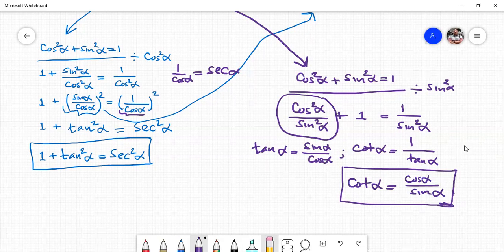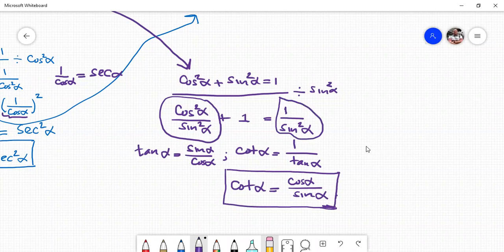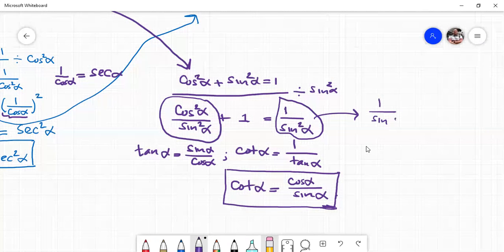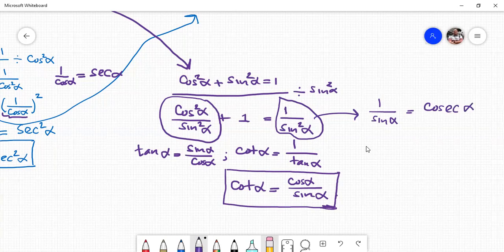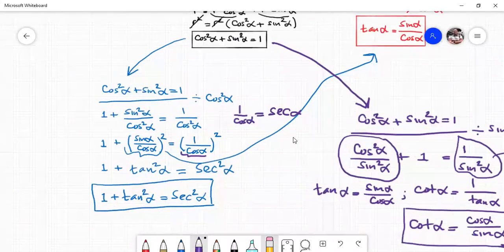Then, now you see this part. Okay. 1 out of sine square alpha, remember? This equals to, remember, 1 out of sine alpha is cosecant alpha. So the same thing I do like the blue one.